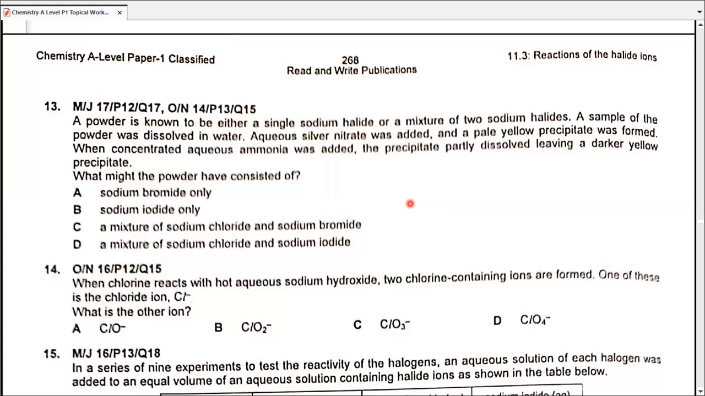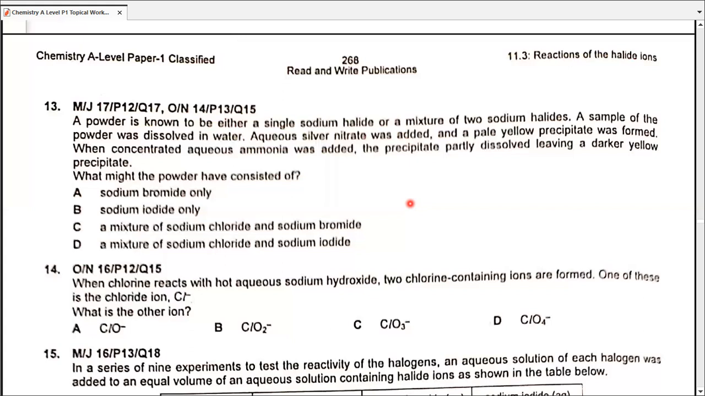B. What if I tell you it was a mixture? Sir, D. A and B, it's a mixture. It's not a single halide. D. What would you choose then? Sir, D.